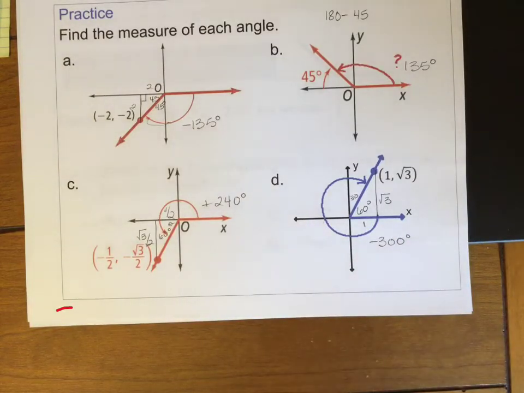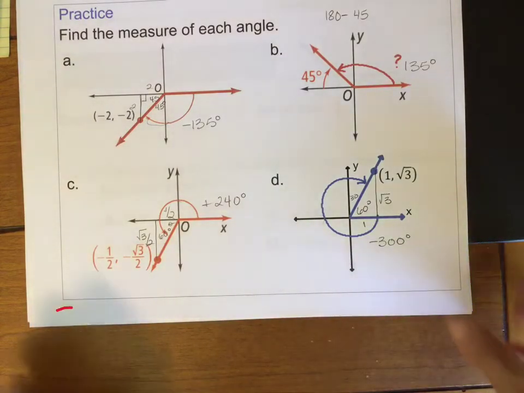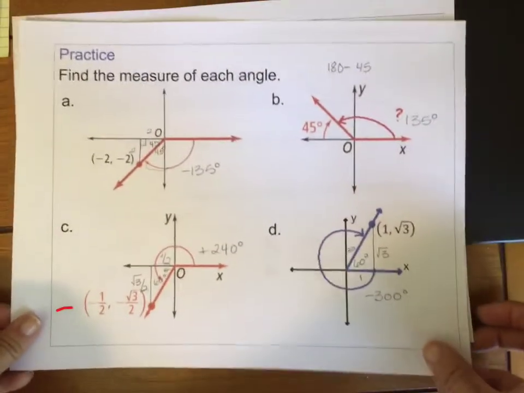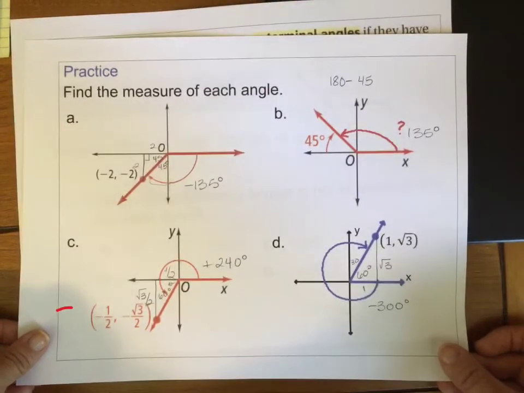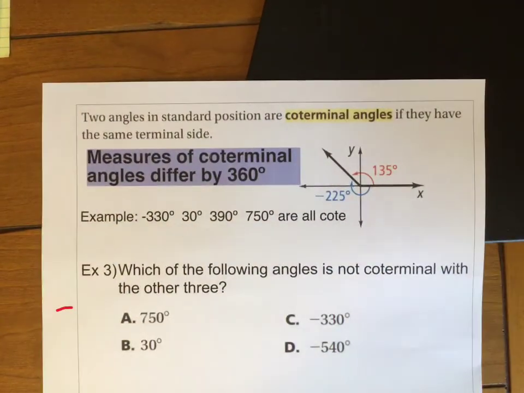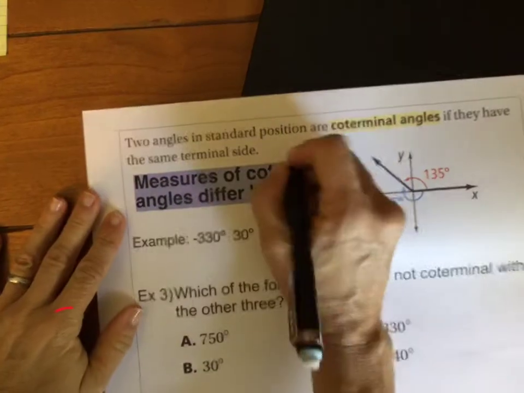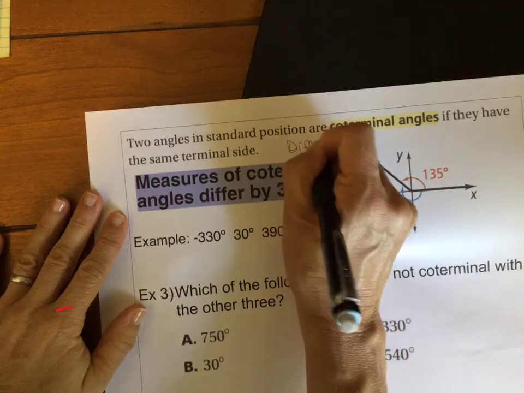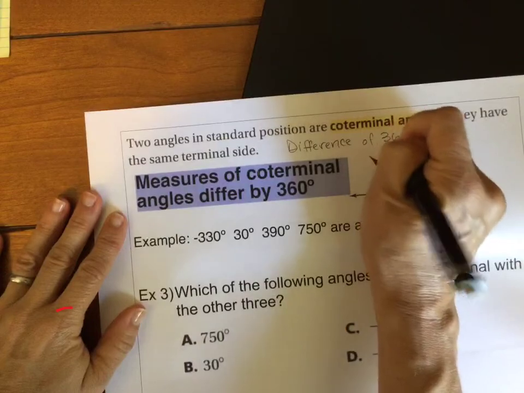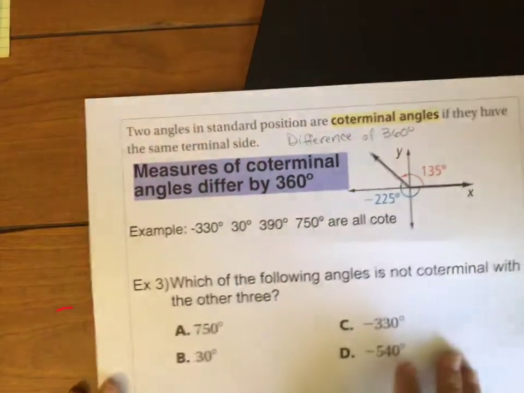All right, this is the longest video for this week. But we have one last thing, and it's another vocabulary word, so make sure you still have some space to take some notes. It's this word coterminal. And coterminal angles are angles that have the same terminal side. Another way to think of them is that it is a difference of 360 degrees. I guess it already said that there.